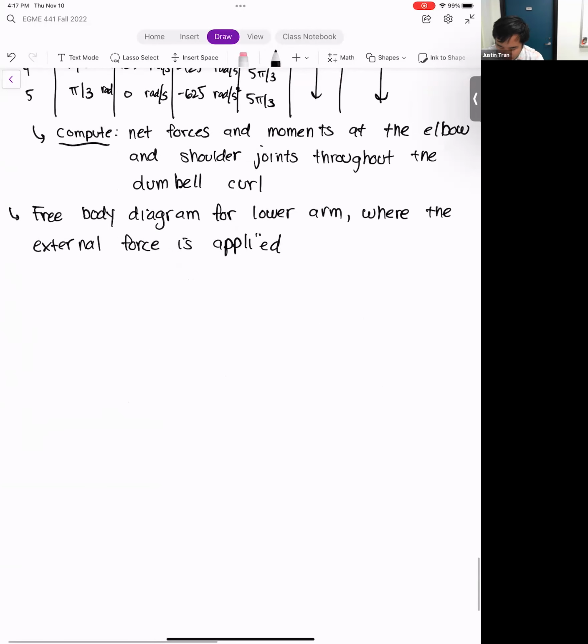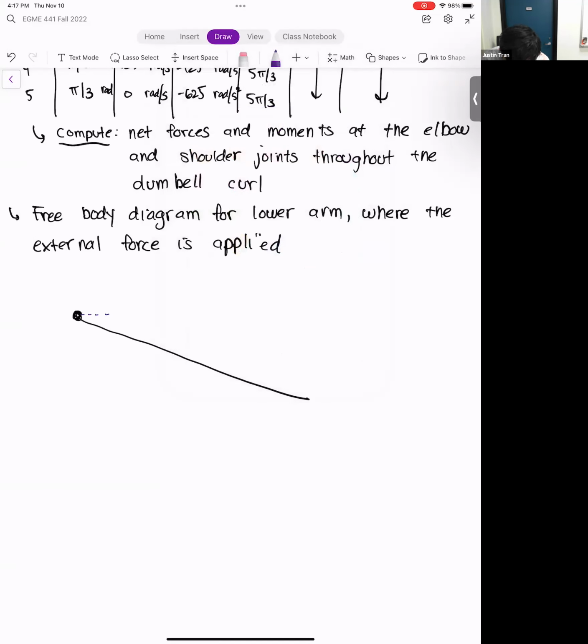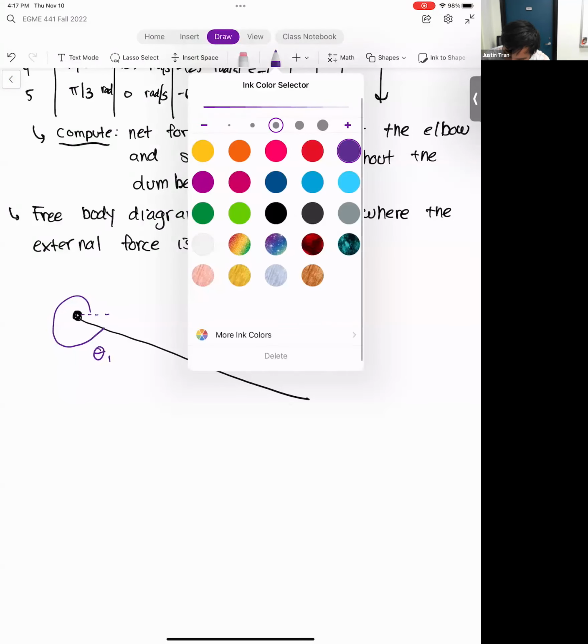Okay. So let me go ahead and draw kind of an exploded view, or just a bigger view, of the lower arm. Okay. And so our lower arm is looking like this. First, let me draw the angle. And so this is omega 1 or theta 1.